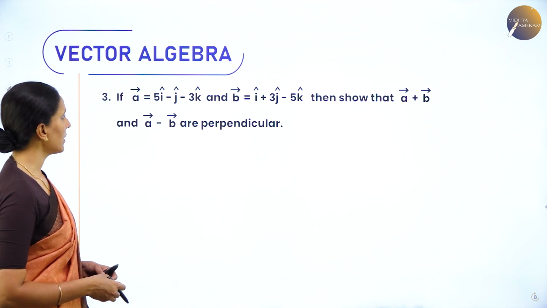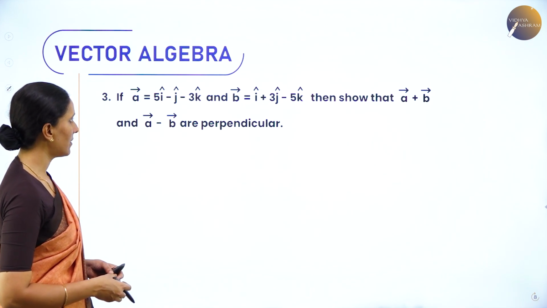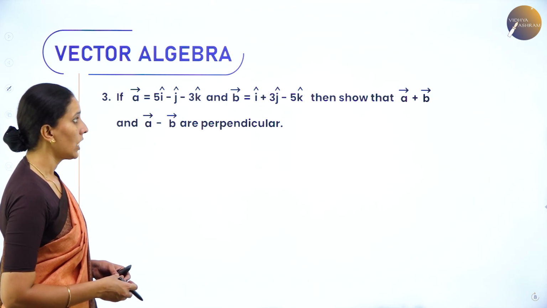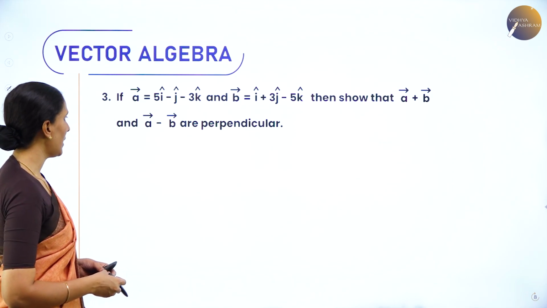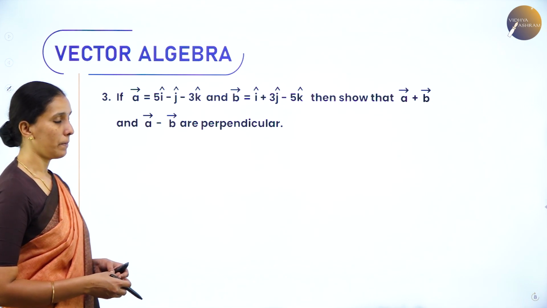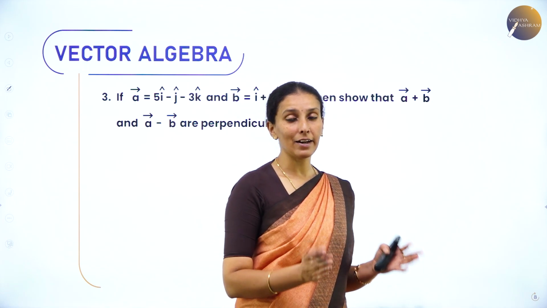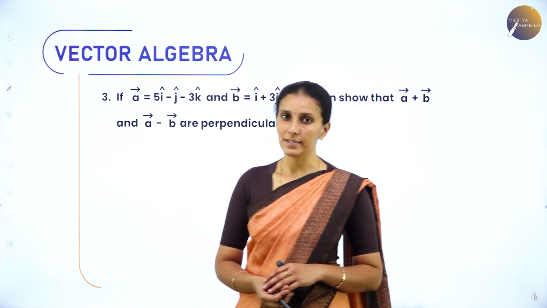If vector A is equal to 5i minus j minus 3k and vector B is equal to i plus 3j minus 5k, then show that vector A plus B and vector A minus B are perpendicular. To show that any two vectors are perpendicular, it is enough to show that their dot product is 0.